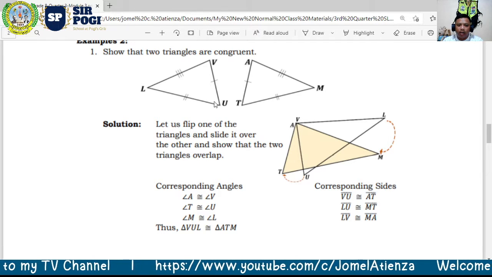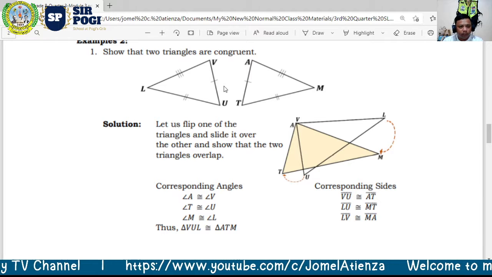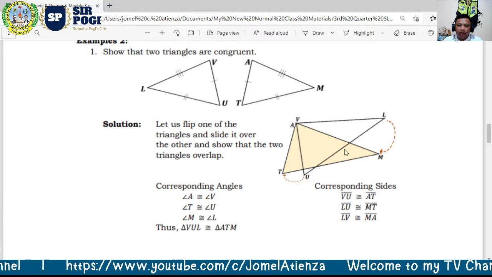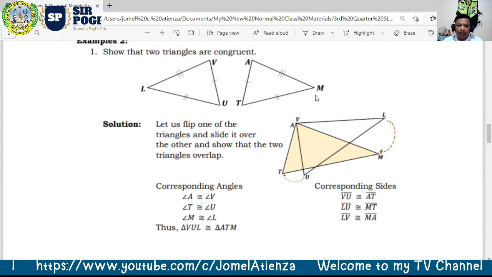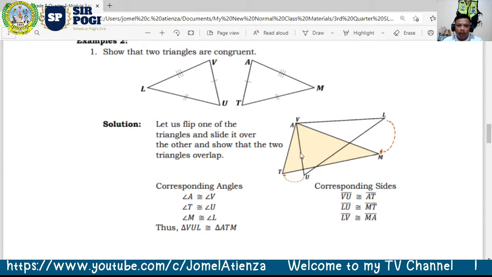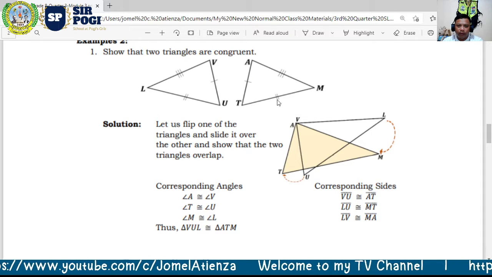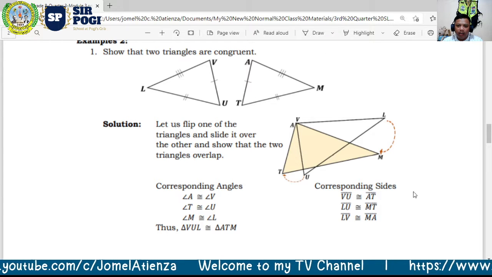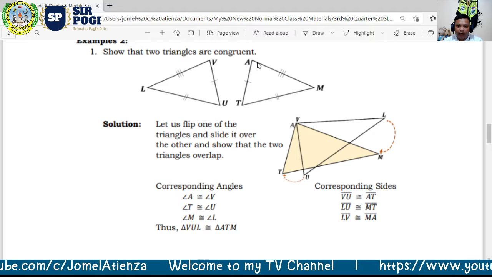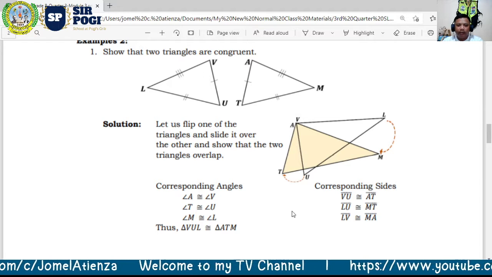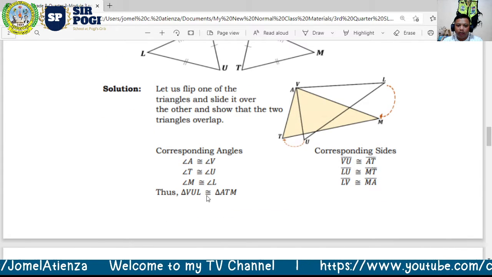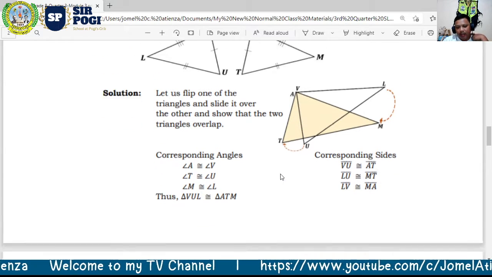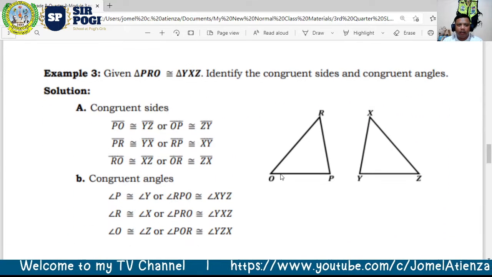In the example given, side BU and side AT are the corresponding sides. Then we have TM or MT, and LU. Those are the corresponding sides. And then LB and MA. Therefore, triangle BUL is congruent to triangle ATM.